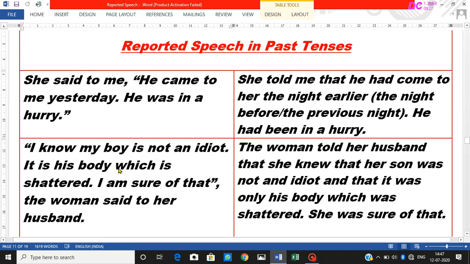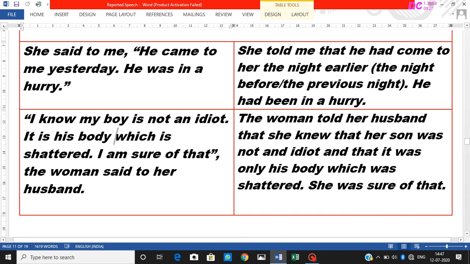The second example: "I know my boy is not an idiot. It is only his body which is shattered. I am sure of that." Here we made the sentence a little longer. The woman said to her husband. The woman told her husband that she knew. Here the woman said "I know", and "I" refers to the woman, so we have used the pronoun "she".